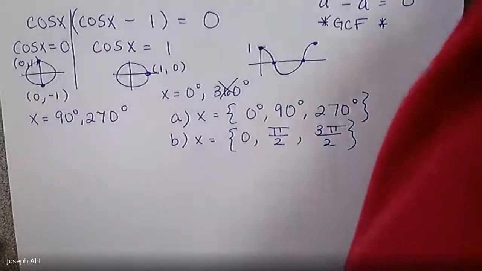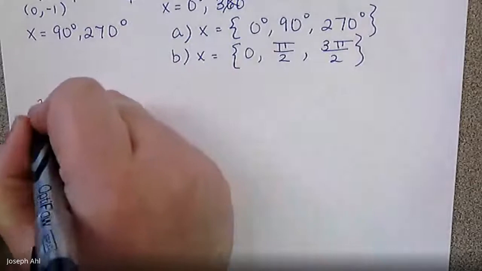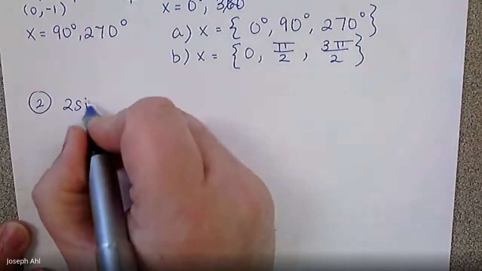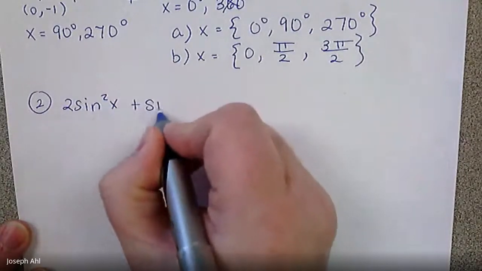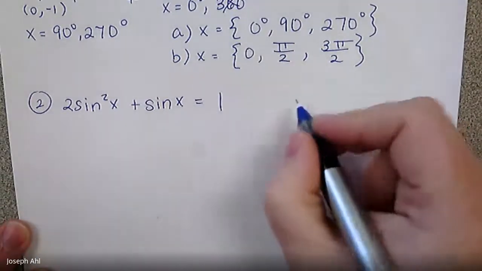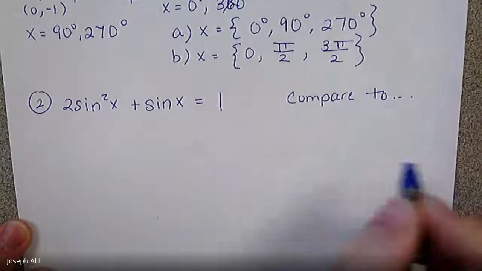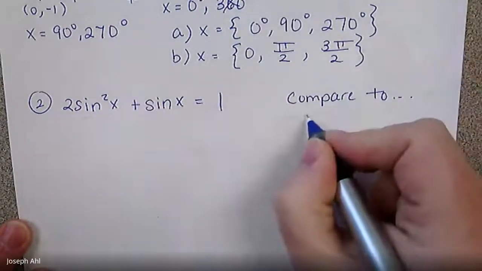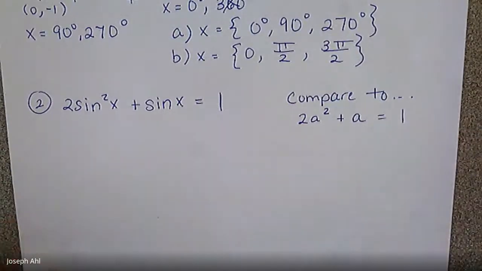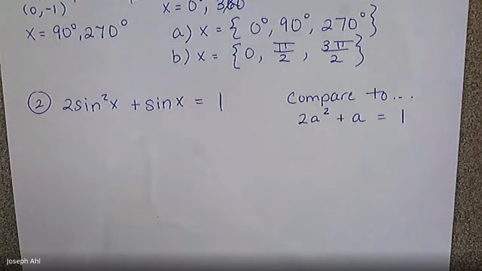All right, so that was a good example to get us started with solving trig equations. Let's move on to something along these lines. So if I gave you for number 2, 2 sine squared x plus sine x is equal to 1. Again, if you want to compare it to something that we've solved before, you can use a dummy variable here and say, this is the same thing as 2a squared plus a equals 1, if you let a equal sine x.